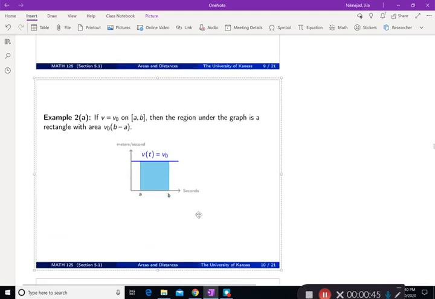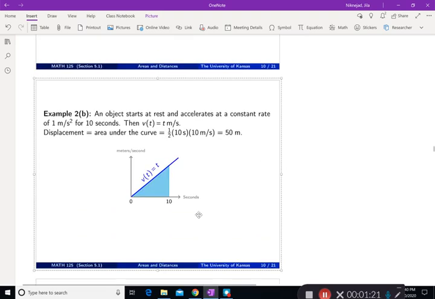So for examples of this, if v is equal to v0, and that means a constant speed on a to b, then the region under the graph is a rectangle with area v sub 0 times b minus a. This makes sense because if you have a constant speed and you start traveling at time a and end at time b, then you have traveled v0, the constant speed, times b minus a, the difference in time.